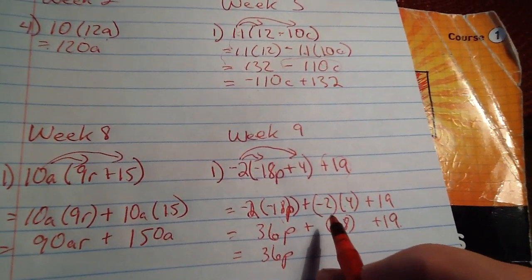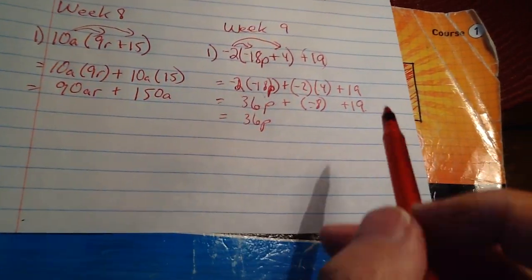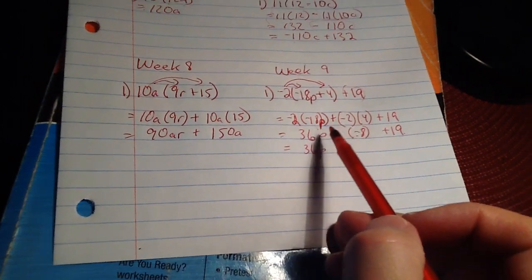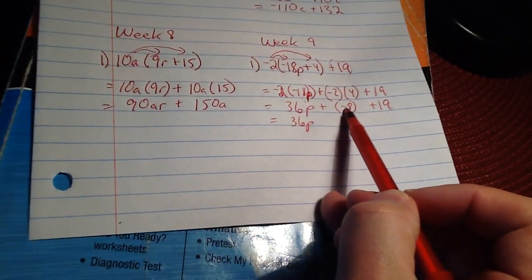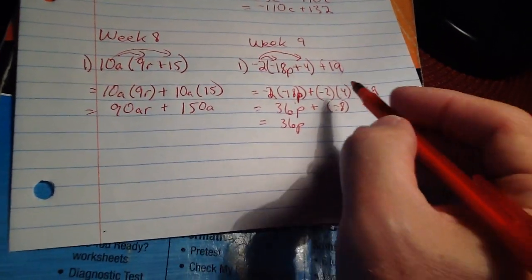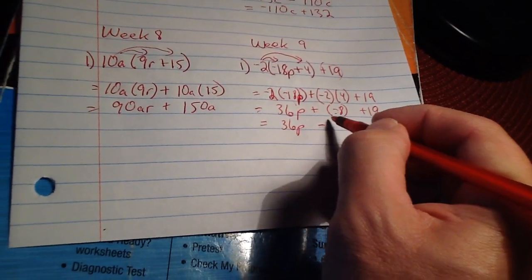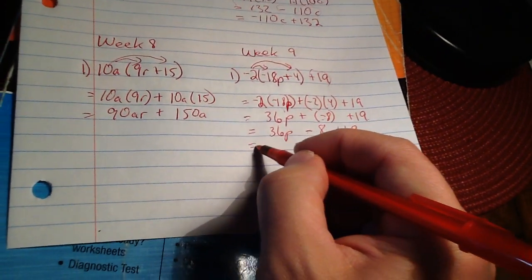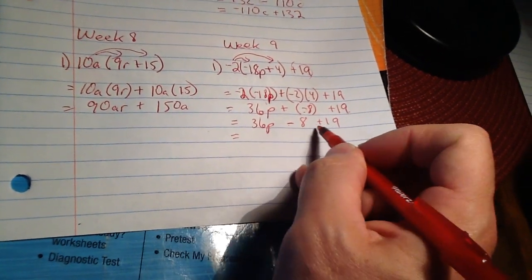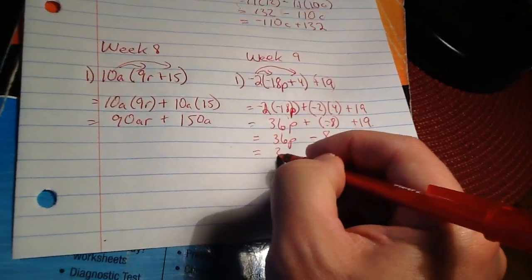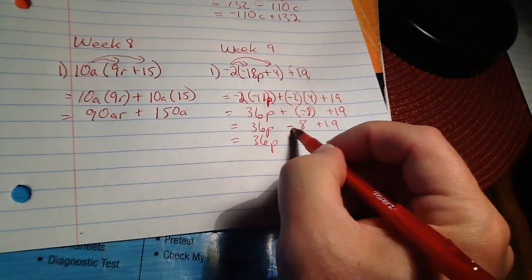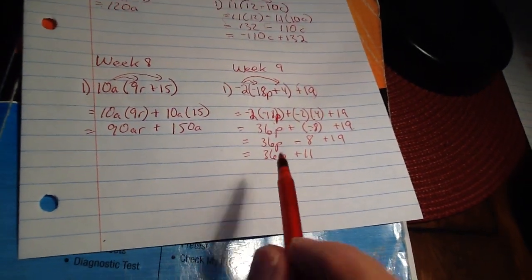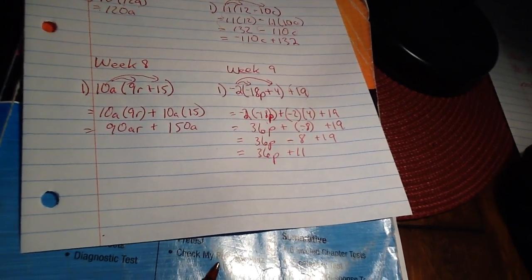36p. Now, what you got here, see if you can see it, is a positive times a negative, okay? So positive times a negative is a negative 8 plus 19, okay? Now, we're going to combine like terms. There's no other variables in here besides the p, so remember, it's got to be first. Then negative 8 plus 19 is plus 11, and there's your answer on that one, okay?